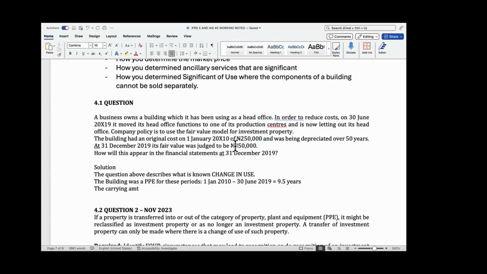So what we're talking about is that the business owns a building which it has been using as head office. And in June 2019, it moved its head office function to one of its production centers and is now letting out its head office. So what happened here is what we call change in use. A building that had head office before.